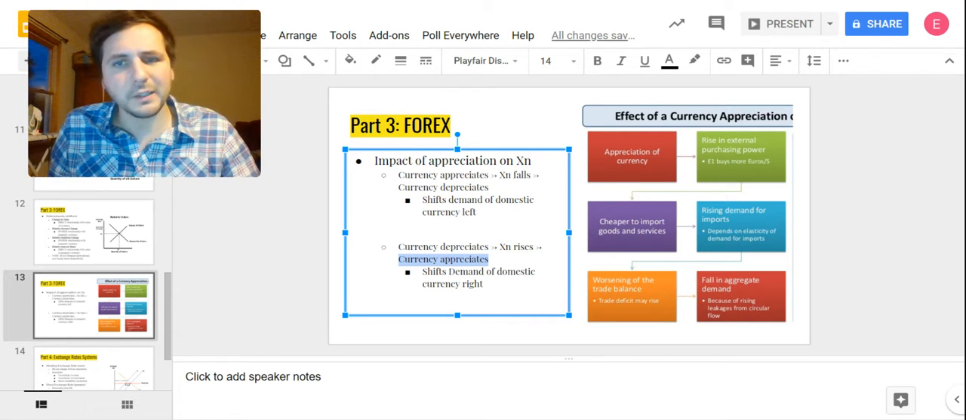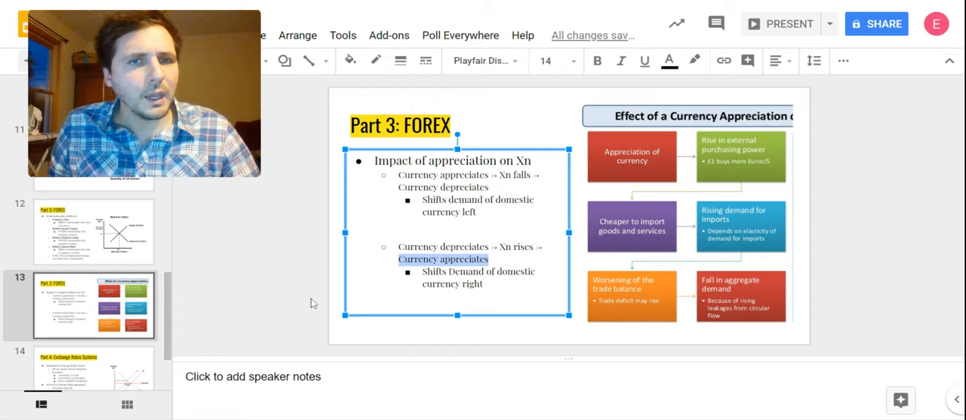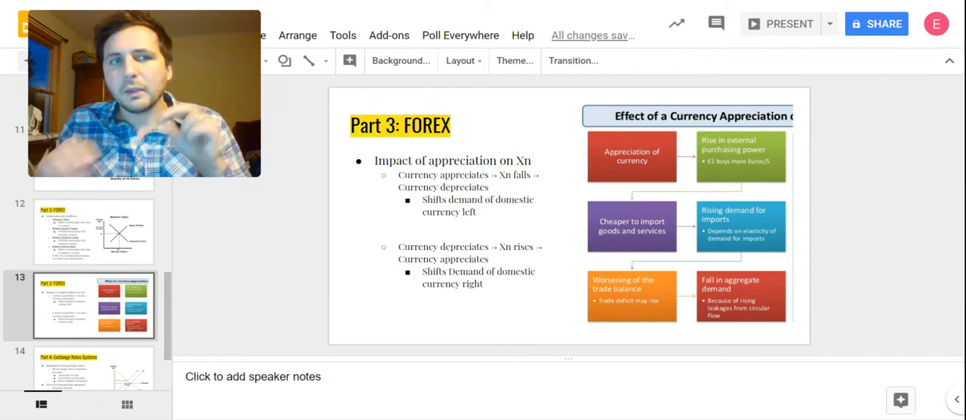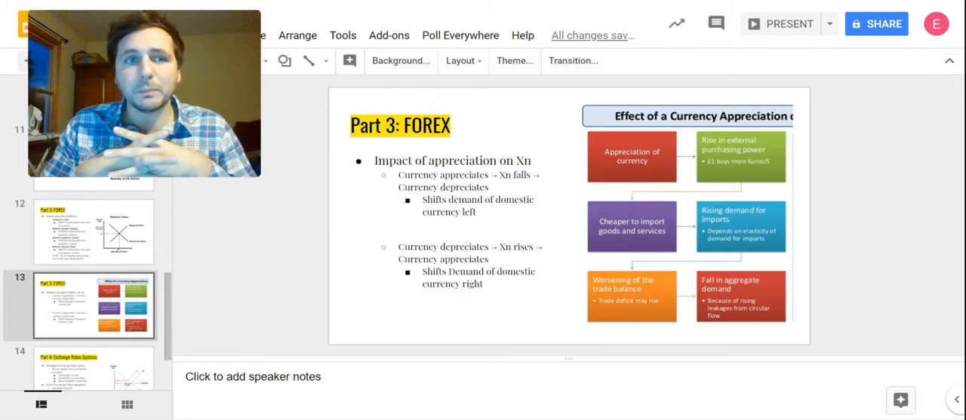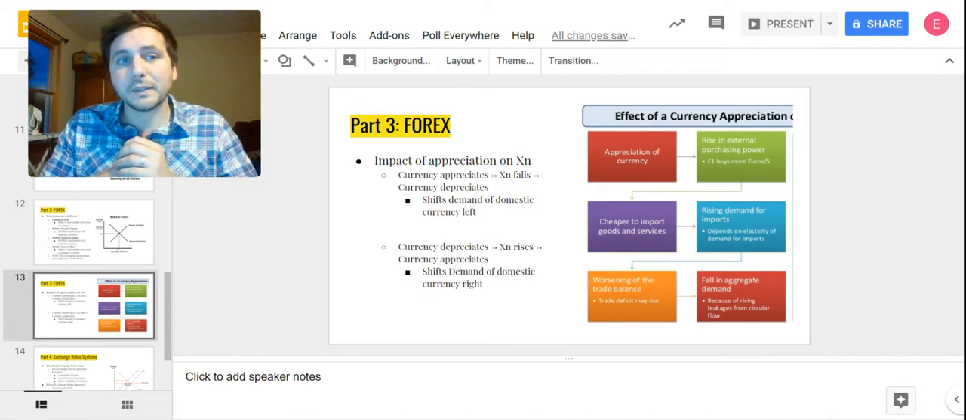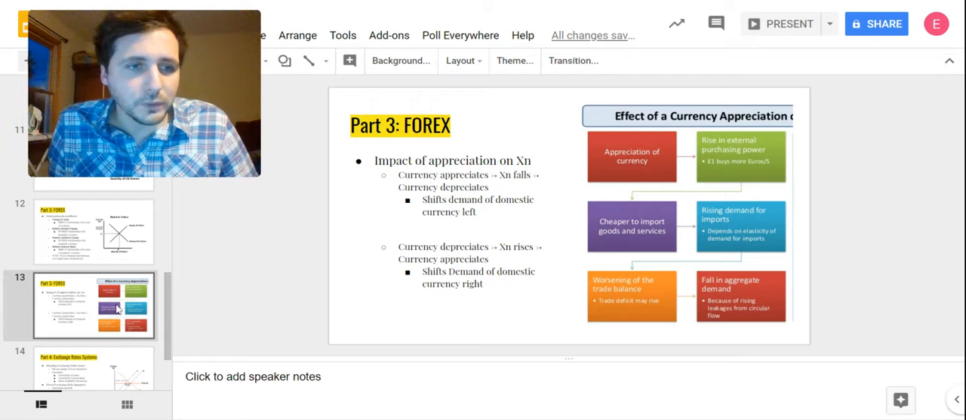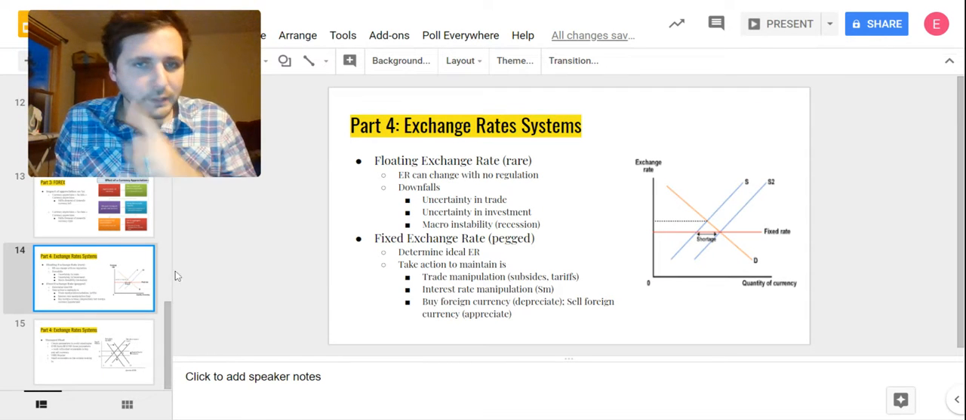If you're having a hard time figuring that out, you can pause the video and look over that as well. But that's a secondary shift. Just keep in mind, whenever we have appreciation, we're going to have a secondary shift of depreciation because of the impact that this has on net exports. All right, let's keep going.